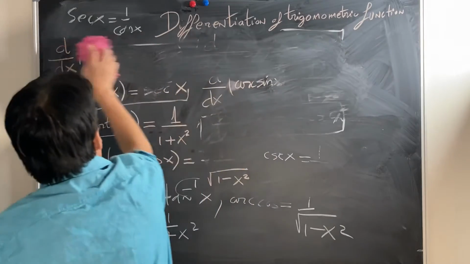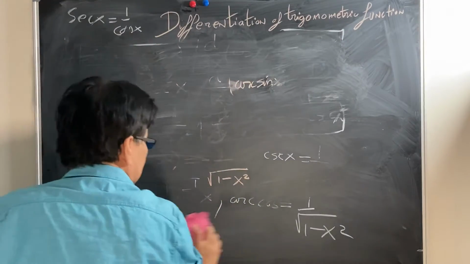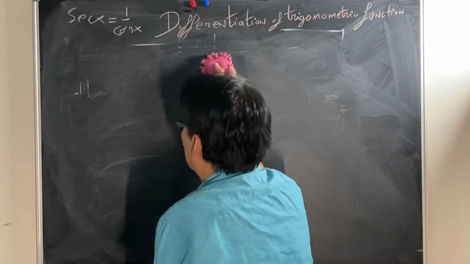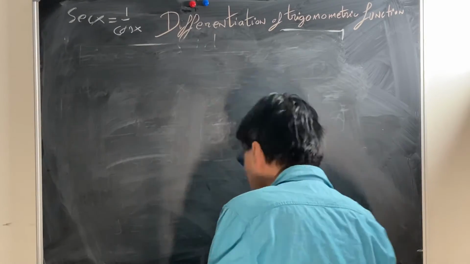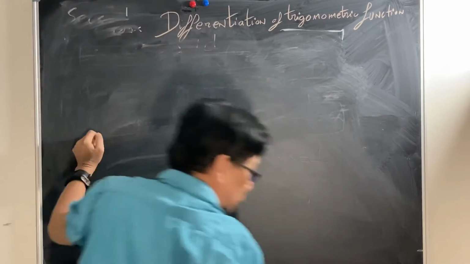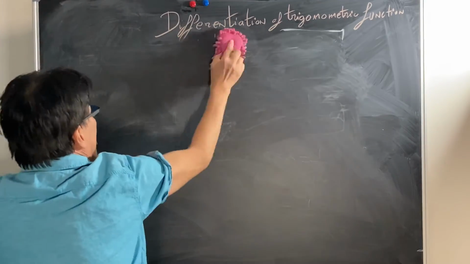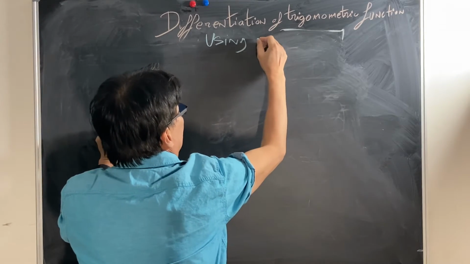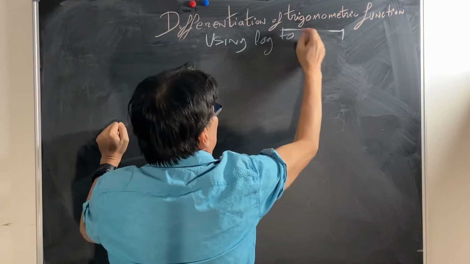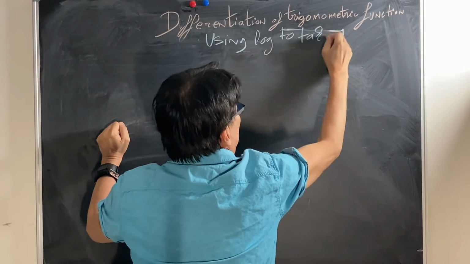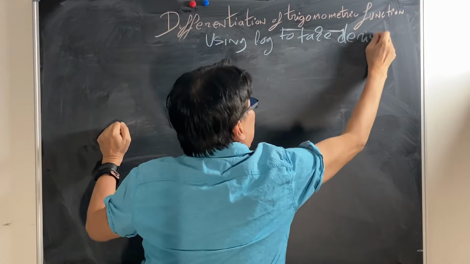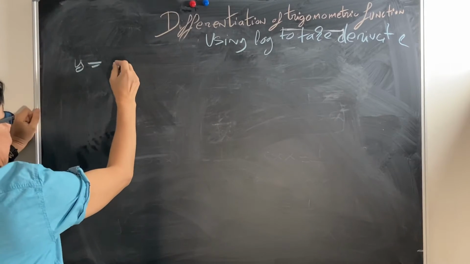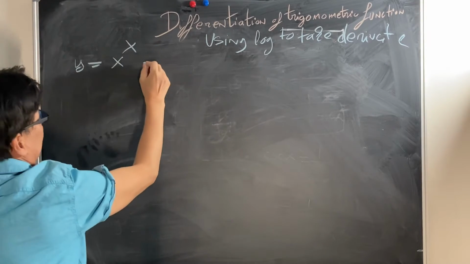Okay, now the next thing we will go over is using log to take derivative. Suppose y equals x to the x.